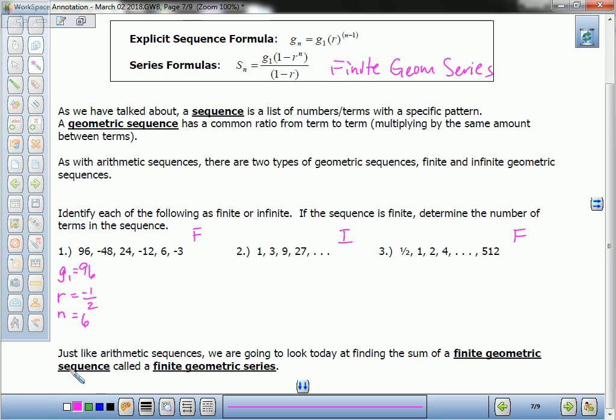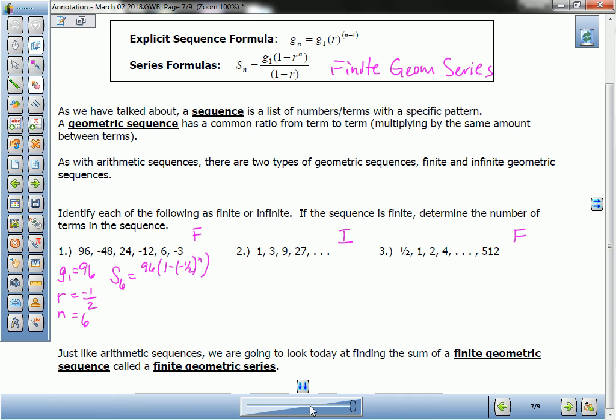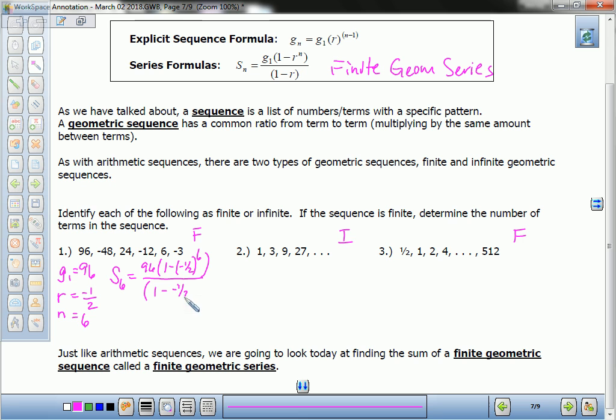All right, now we plug into the formula. The sum of the first 6 terms is the first term times 1 minus R to the N. Oh, wait, N is 6. Over 1 minus R. Now, the parentheses are extremely important.